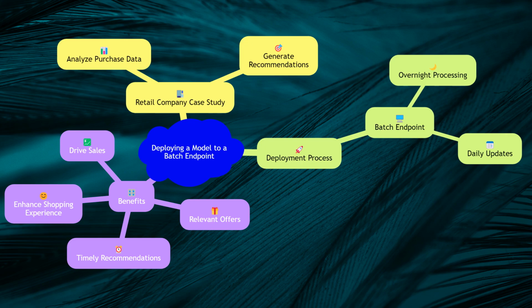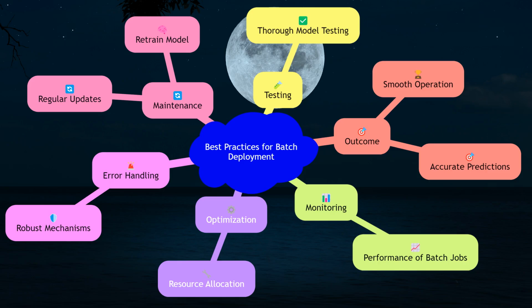To ensure the success of your batch deployment, it is essential to follow best practices. These include thoroughly testing your model before deployment, monitoring the performance of batch jobs, optimizing resource allocation, and implementing robust error handling mechanisms. Additionally, it is important to regularly update and retrain your model to ensure it continues to perform well as new data becomes available. By following these best practices, you can ensure that your batch deployment runs smoothly and delivers accurate and reliable predictions.